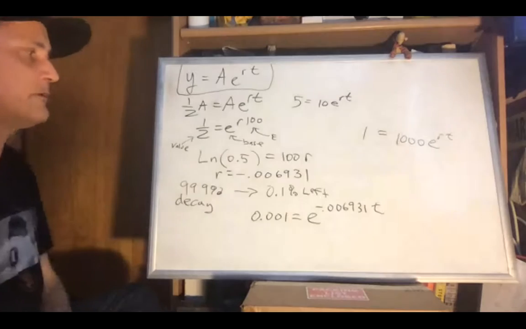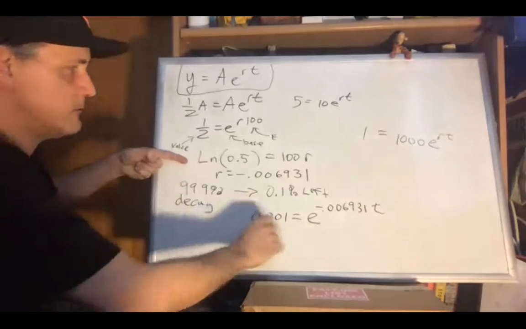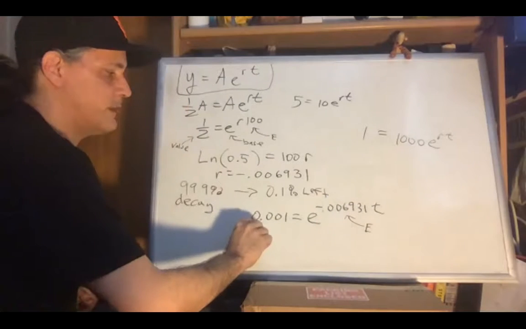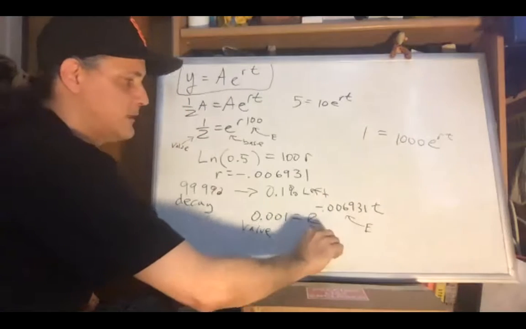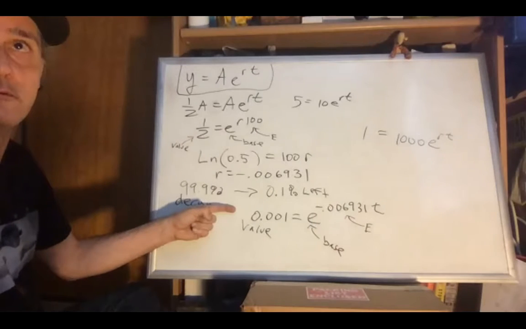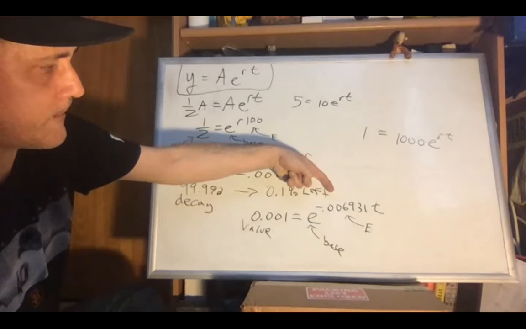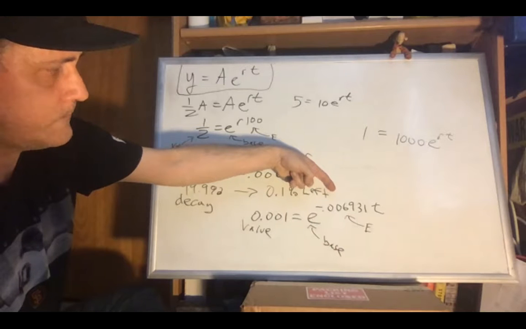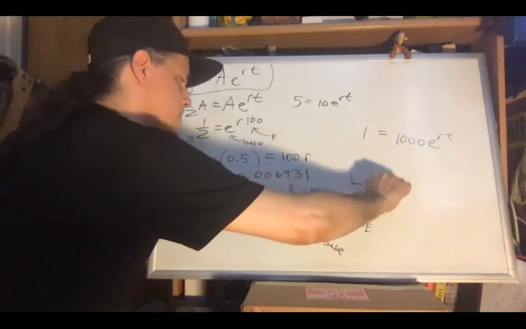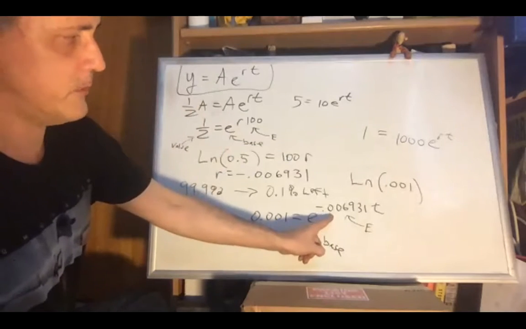Okay, so now we're solving this one. It's very similar to what we did here. Again, we have our exponent, we have our value, and that's the base. So we're going to take the log of the value and put it equal to the exponent. Okay, so the ln of 0.001, the log of the value, equals this exponent.